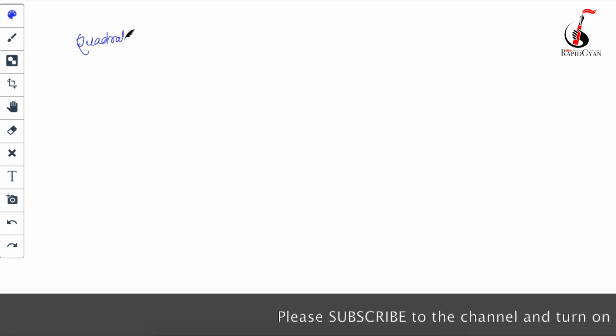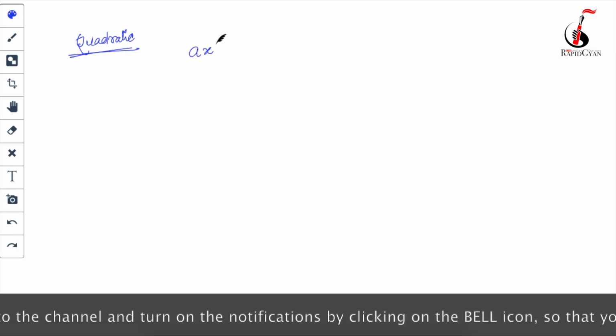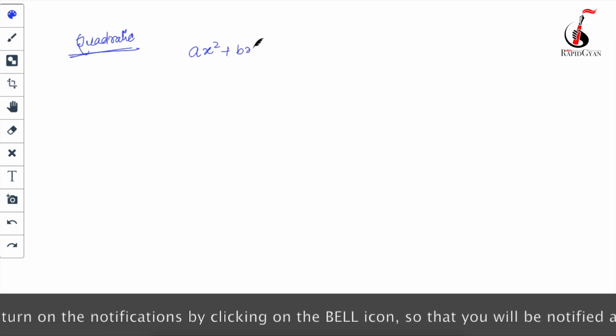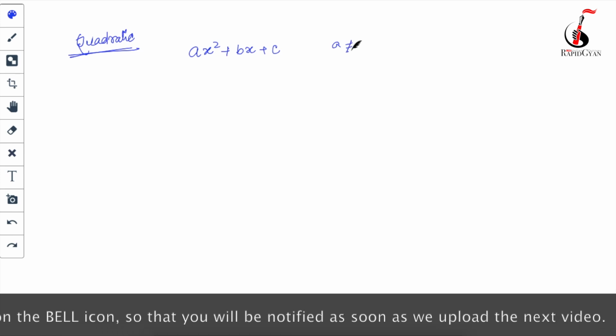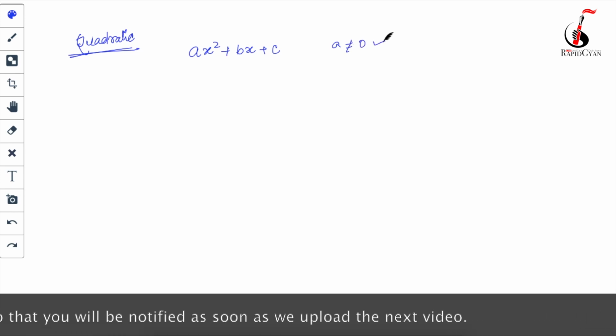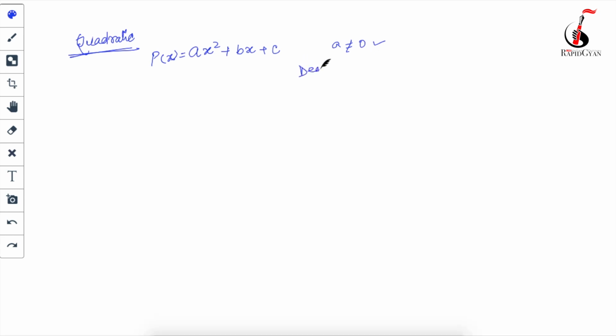Now let's move to another topic. Another one is the quadratic polynomial. Now I am going to solve case 2. Case 2 means you will have to solve for the quadratic polynomial. How do we write the quadratic polynomial? A quadratic polynomial can be written in the form ax square plus bx plus c, where a is not equal to 0. So in this way we write the quadratic polynomial. Now, what's the degree of this polynomial? The degree of this polynomial is equal to 2.